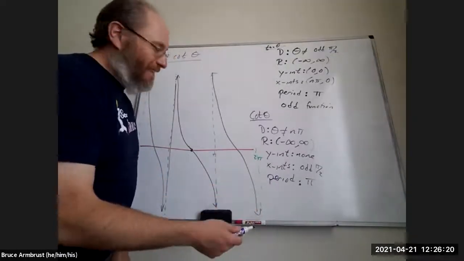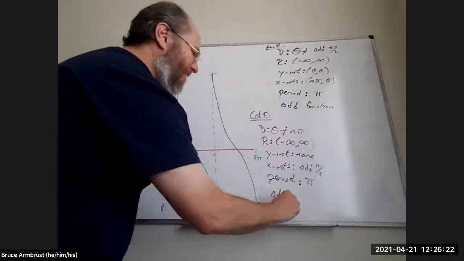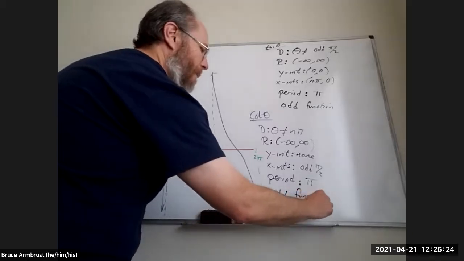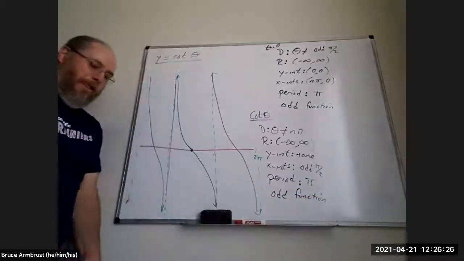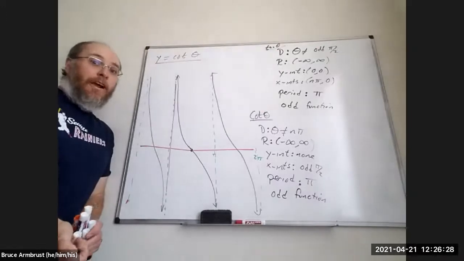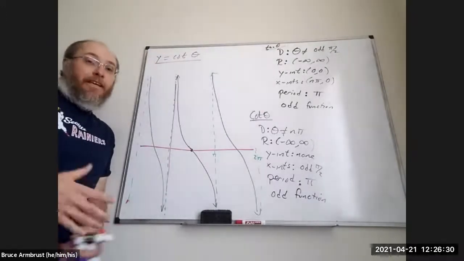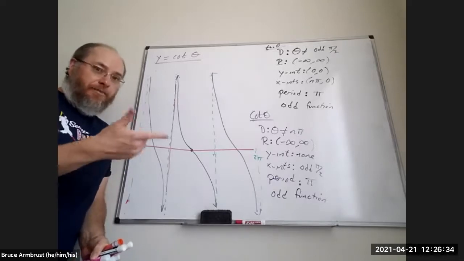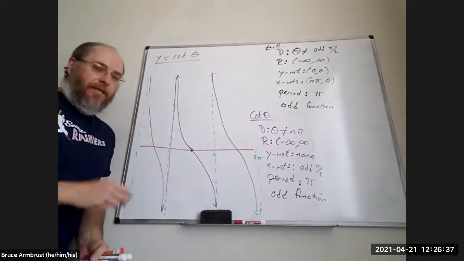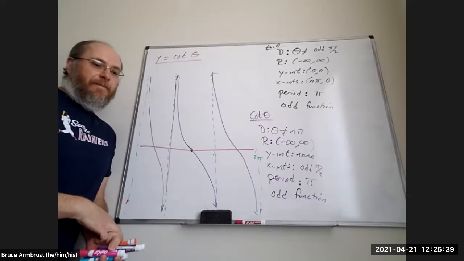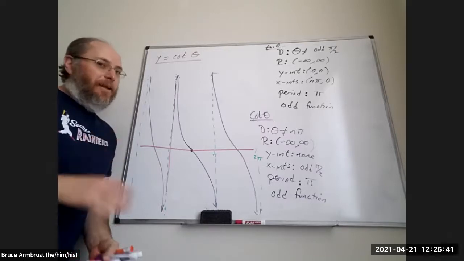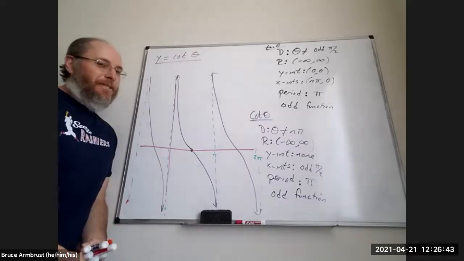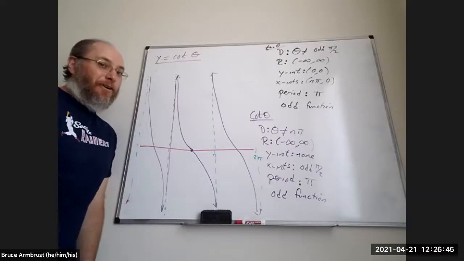an odd function. So this guy's odd as well. So it's kind of cool. So far, every single trig function has been either even or odd, right? Sine was odd, cosine was even, tangent was odd, cotangent was odd. So it's probably not going to be surprising that secant and cosecant are also even or odd.